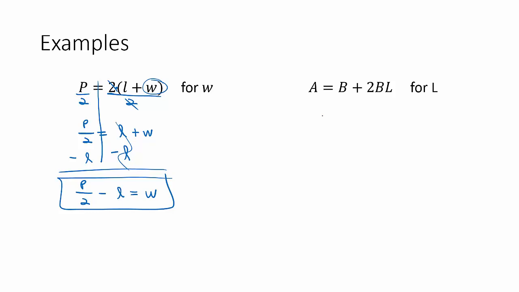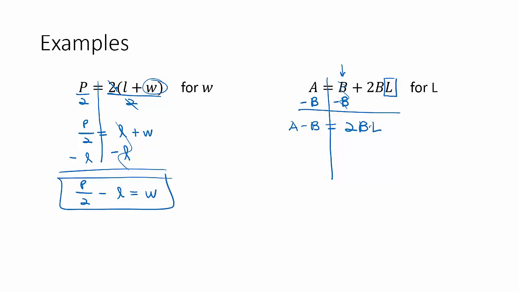How about this next example? A equals B plus 2BL. We're solving for the L. Well, first thing we do is we add and subtract out to get rid of the extra stuff that's not with the L, just like if it was a number. So we'll subtract the B from both sides. And now we have A minus B equals 2BL.